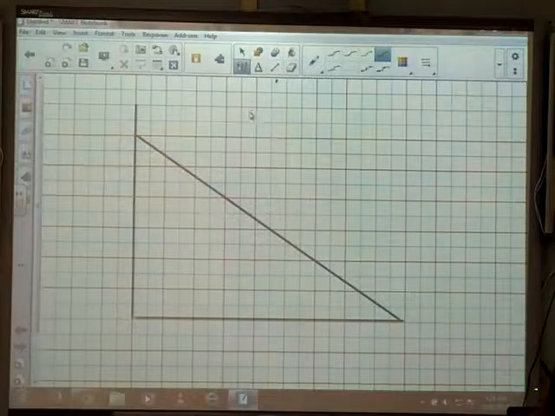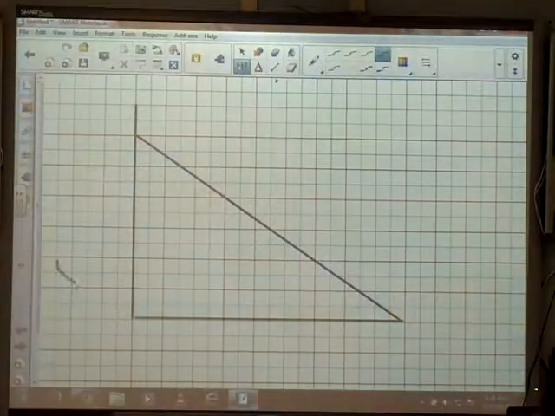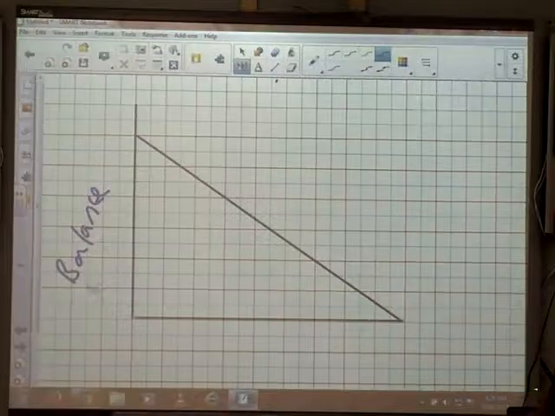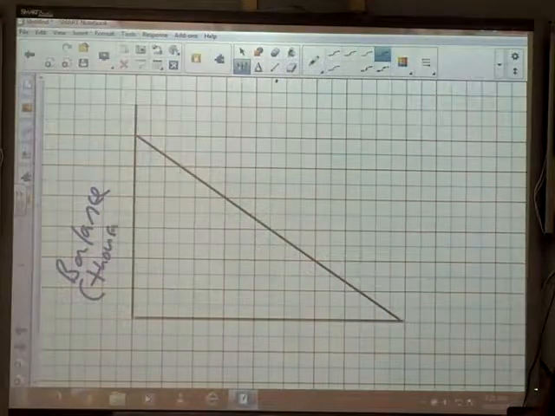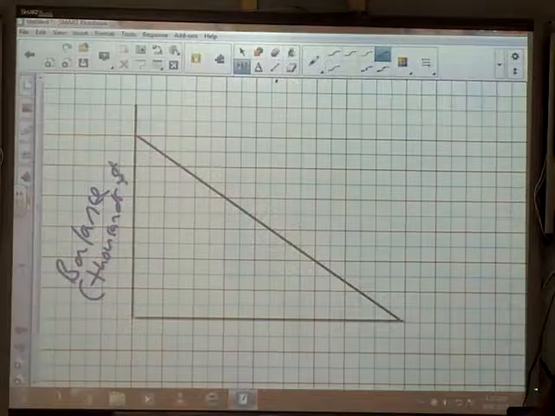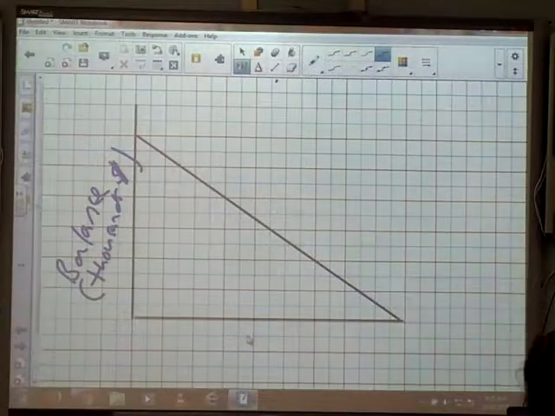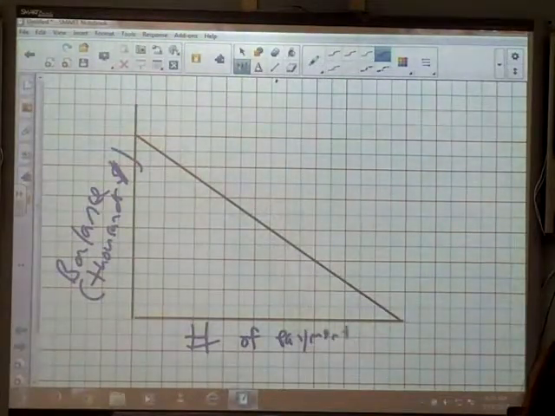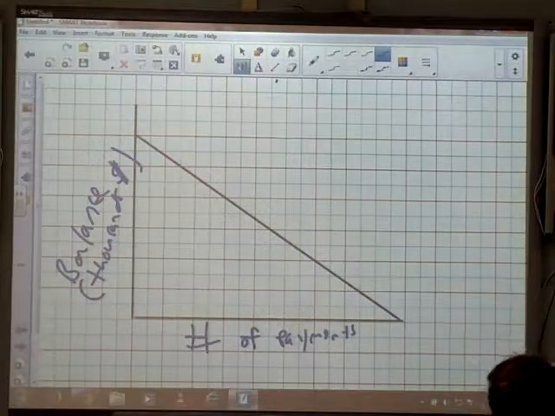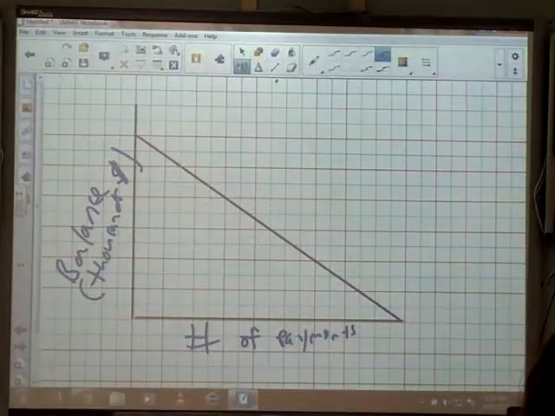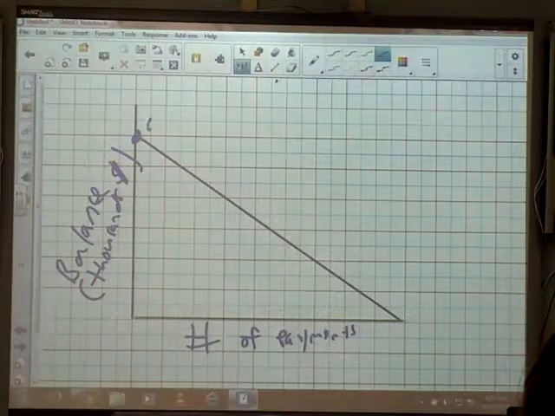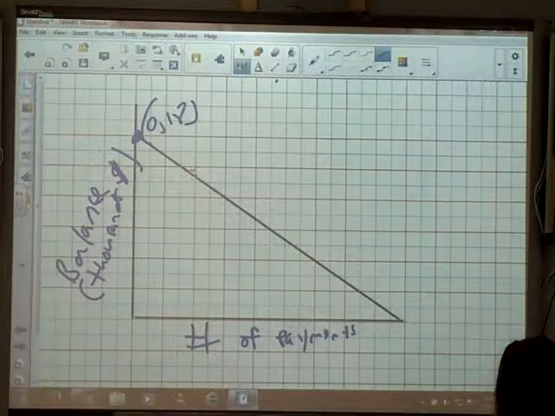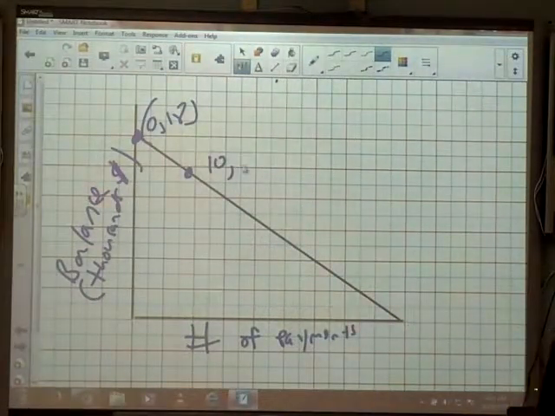Alright, what I got on this one is the y-axis is the balance, and it is in thousands of dollars. Then my x-axis is my number of payments. Okay, and I've got 2 points on my graph that I'm going to give you. This point is at (0, 18), and then I got another one not far from it at (10, 15).